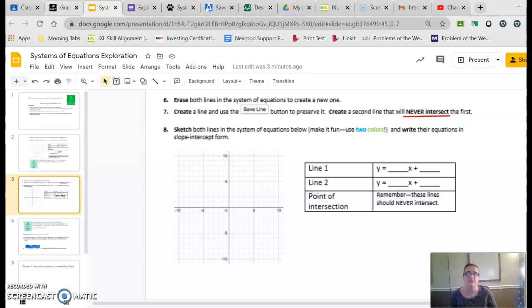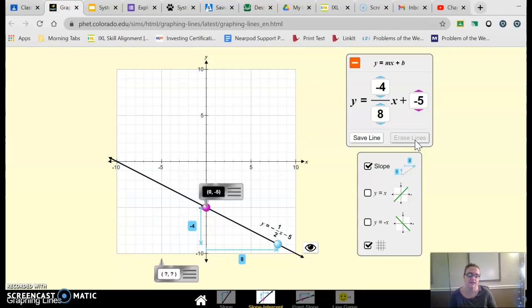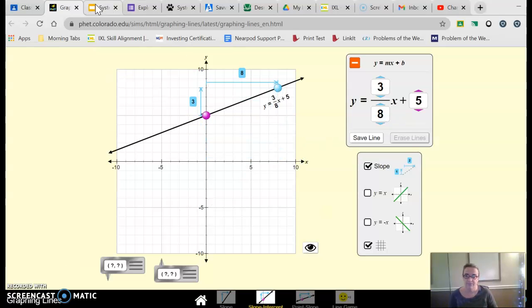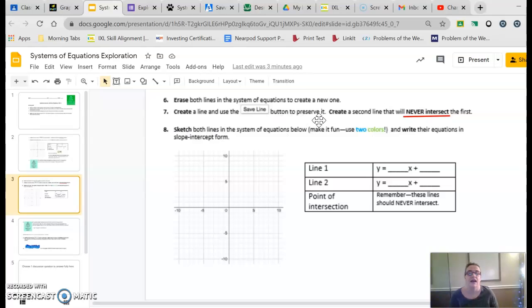I'm going to erase both lines. So I come here and I hit erase lines. That did erase them. Now I'm just starting over with this original line. I'm going to put him away. And I can use this to create a new line. But this time I'm doing something different. I need to create a second line that will never intersect. So this picture that I put here should not cross, never intersect. So think about what kind of lines never intersect each other and make those lines. Again, you can paste the picture if you want and fill in the equations that you find here.